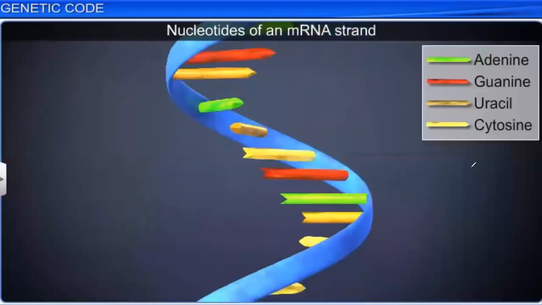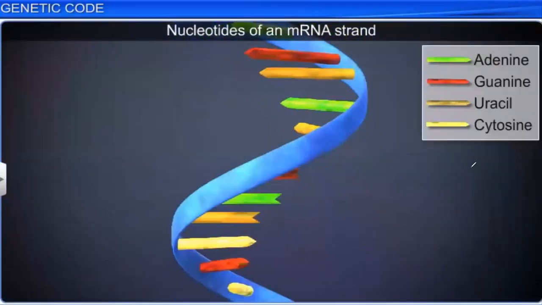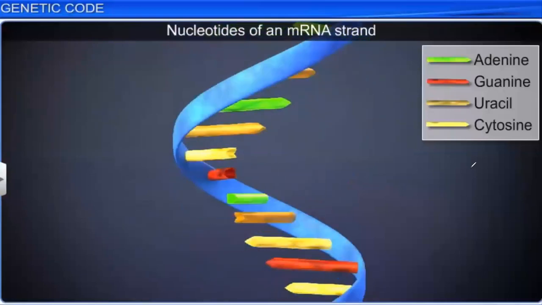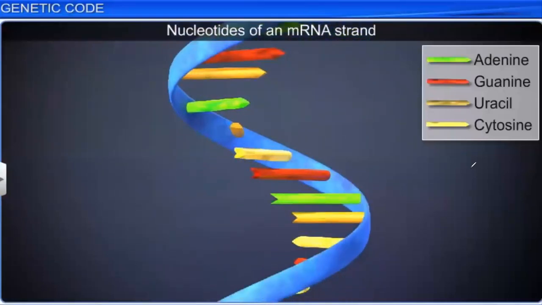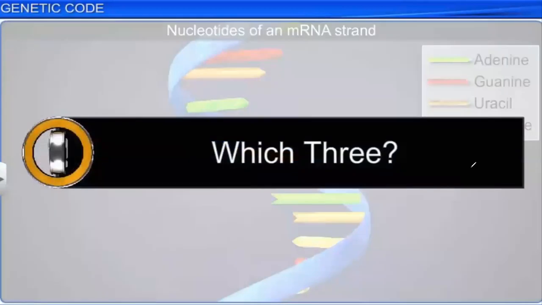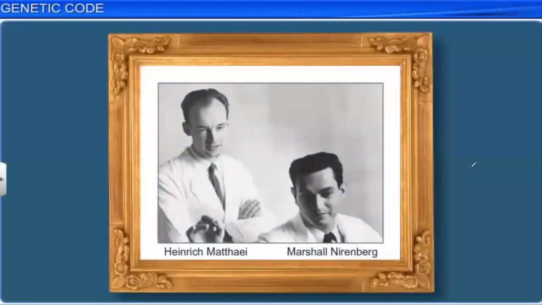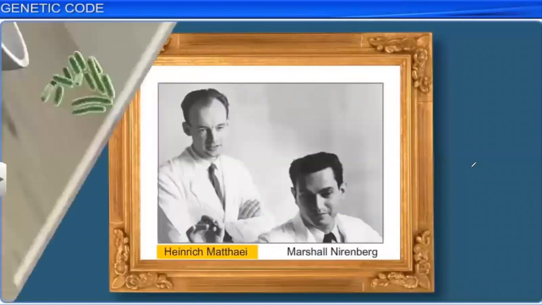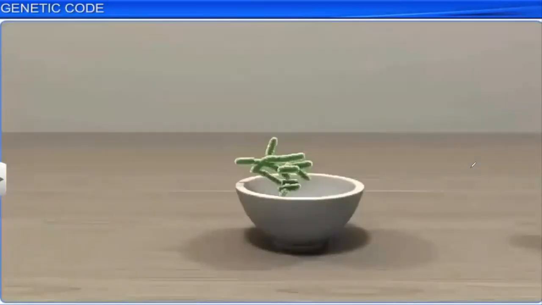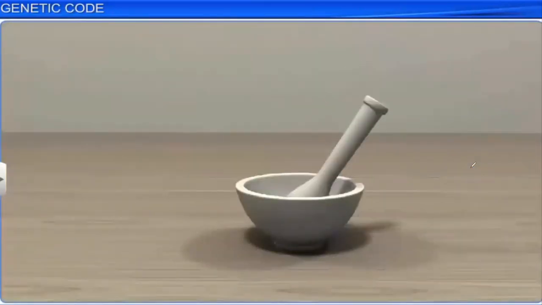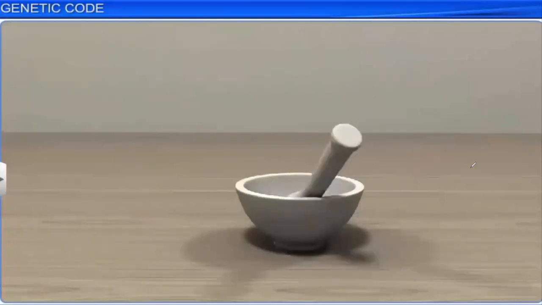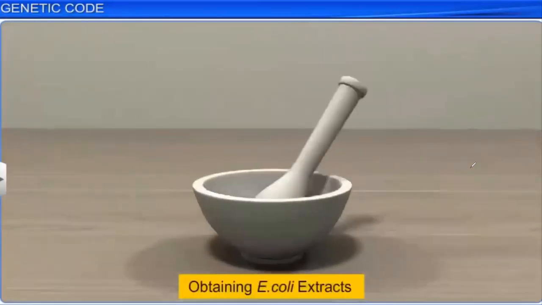Though scientists were now aware that a combination of 3 nucleotides was all that was required to make a particular code, they had another question: which combination of nucleotides coded which amino acid? The answer came from research scientists Marshall Nirenberg and Heinrich Matthaei. They created a cell-free system by grinding E. coli bacteria using a mortar and pestle to obtain E. coli extracts.